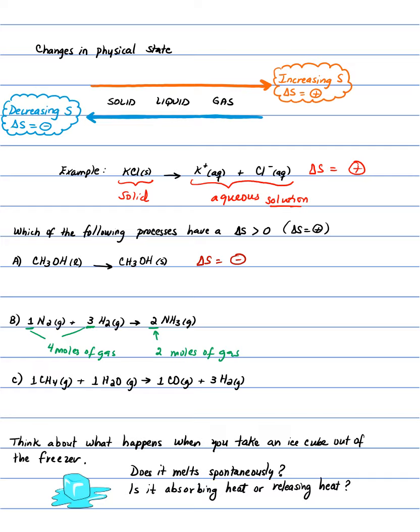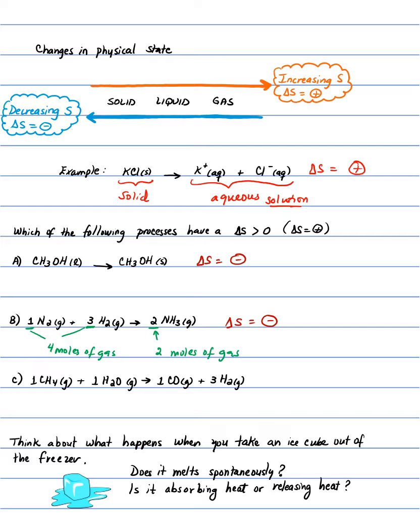So this reaction here, it's actually going from something that is more random to something that is less random because you have only 2 moles of gas. So the delta S for that one is also negative.